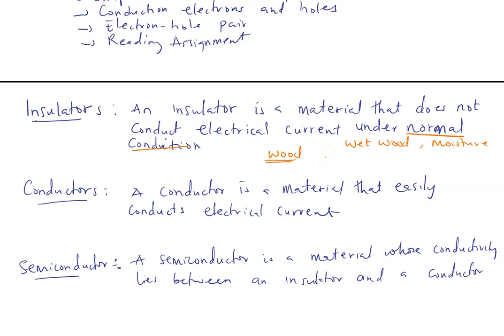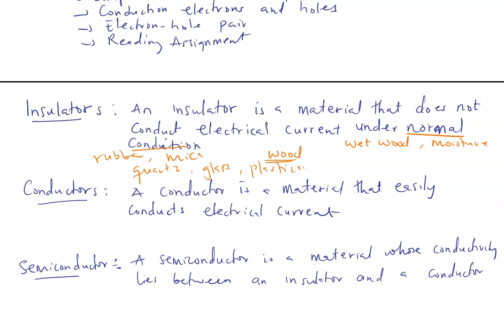So it should have a normal condition. If it's plastic, it should be plastic. And sometimes if you mix plastic with other materials, it can make it conduct. So when we say they are under normal condition, they should be at their pure state. Examples include wood, rubber, mica, quartz, plastic, glass, and so on and so forth.